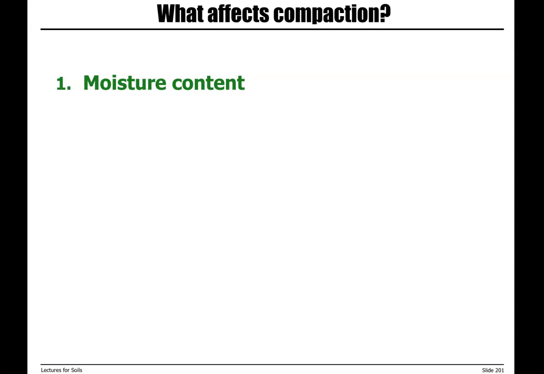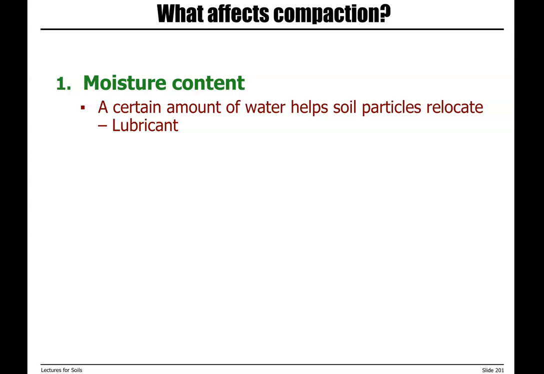What are the parameters affecting level of compaction? One of the most important ones is how much water we have in our soil. So moisture content is an important factor. When you have a dry soil, it's hard to compact. When you add water to the dry soil, it acts as a lubricant, helps with the movement of particles along each other, and helps with achieving a higher level of compaction.